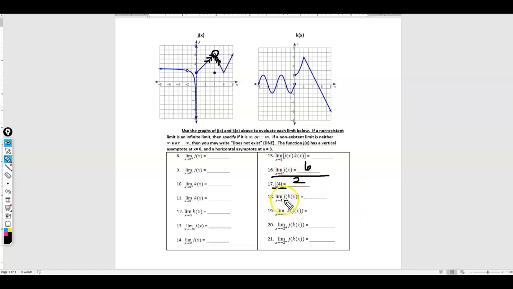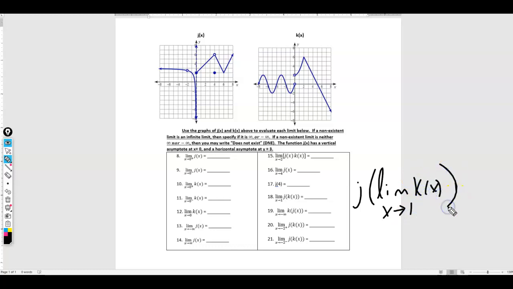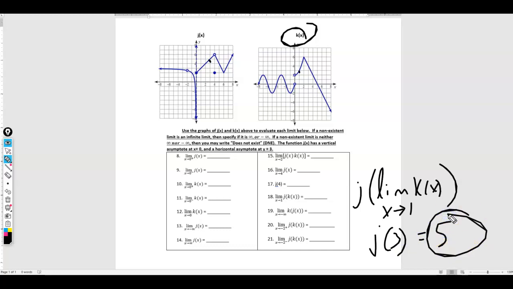How about for number 18? Now, when you're finding the limit of a composite function, what you're going to do is take that limit and slide the limit to the inside, because the first part it's going to affect is the inside. So we really want to find what is the limit of k of x as x approaches 1 first. What is the limit of k of x as x approaches 1? In other words, what y value is it approaching? And the answer is 3. So we're just going to plug in 3 there, and j of 3 right there is 5. So there's our answer.